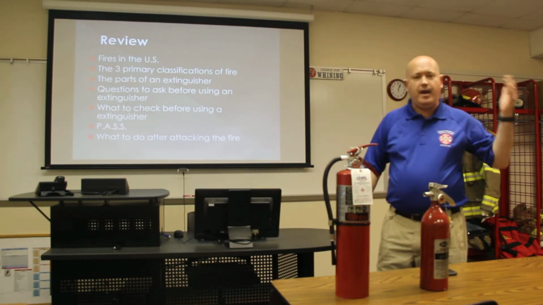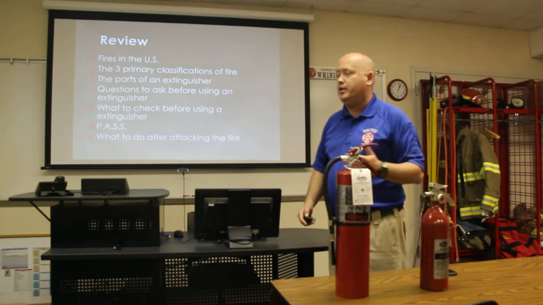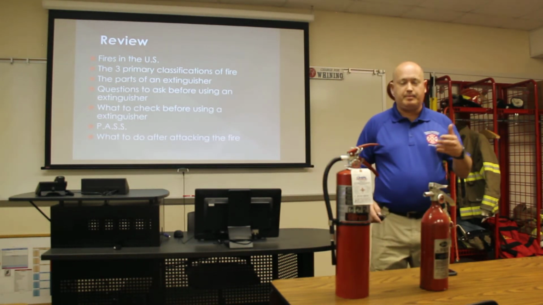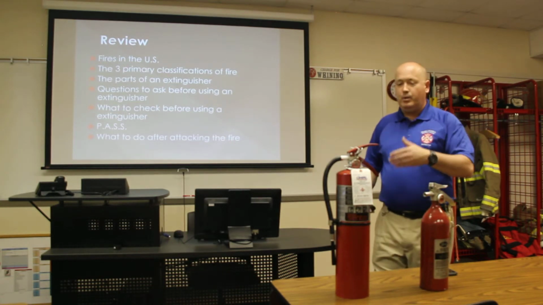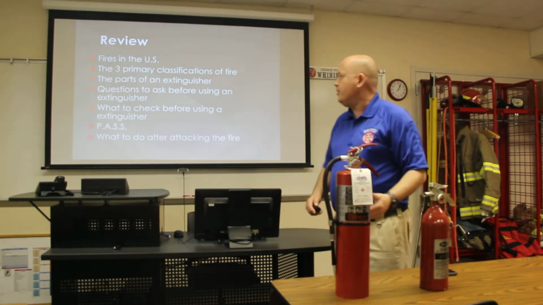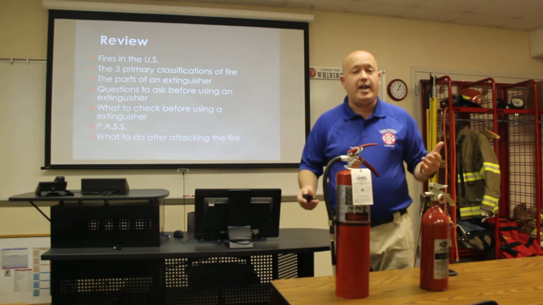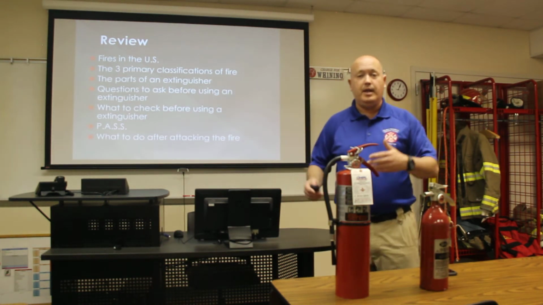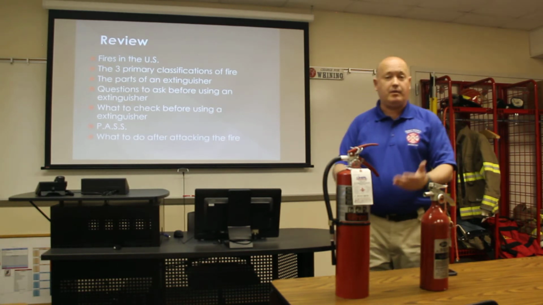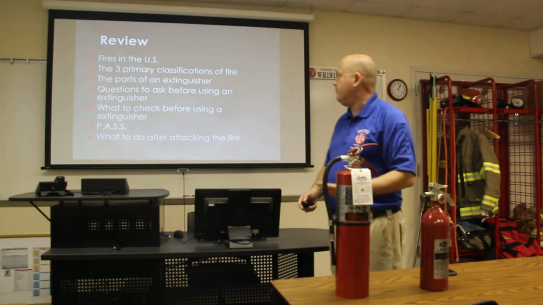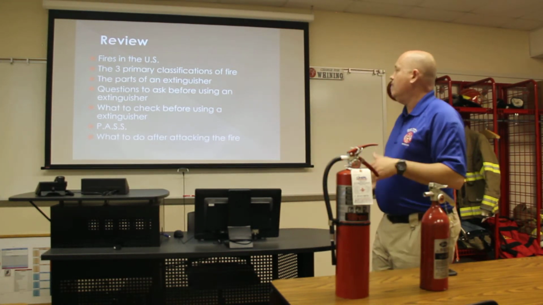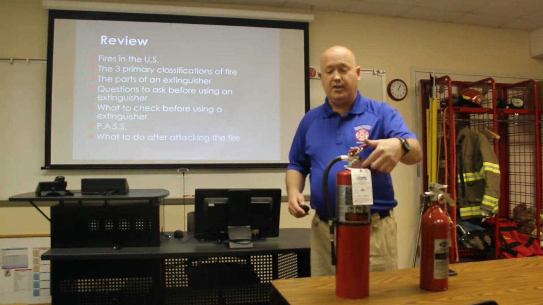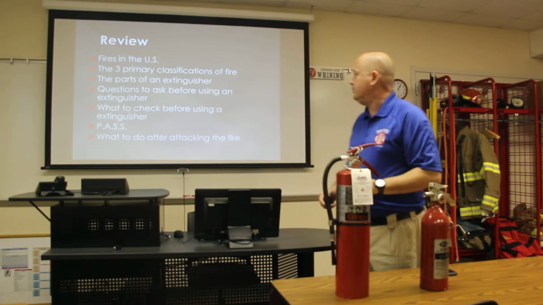So in review, every 88 seconds a fire occurs in the United States. 3 classifications of fire: Class A, Class B, Class C. We went over the parts of the fire extinguisher. We talked about questions to ask before fighting a fire. Everybody out? Someone called 911. Do I know where the extinguisher is? Am I comfortable using it? Do I know how to use it? Is it too smoky? We talked about what to check before. That's the appropriate extinguisher. It's in the green and nothing stuck up the nozzle.